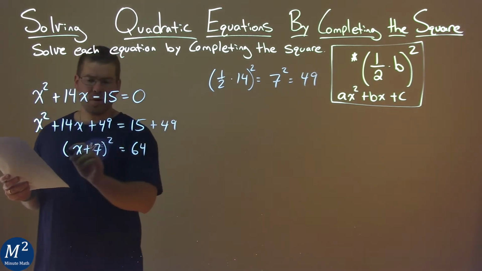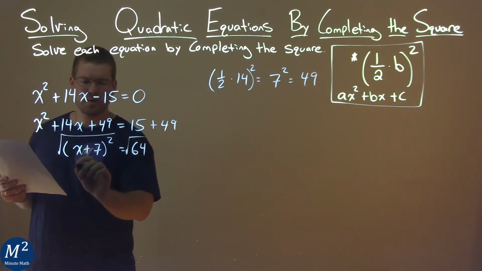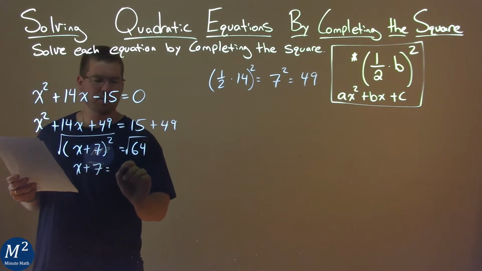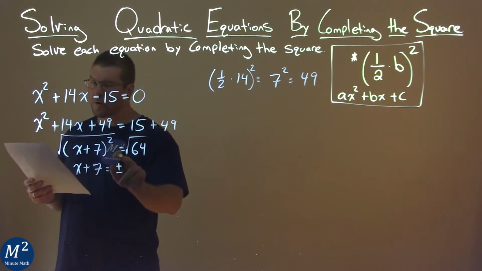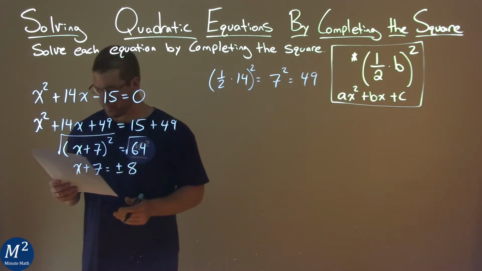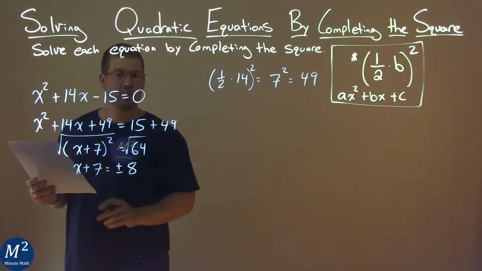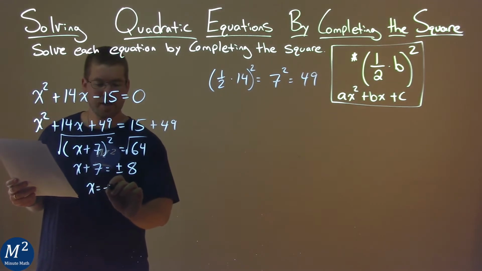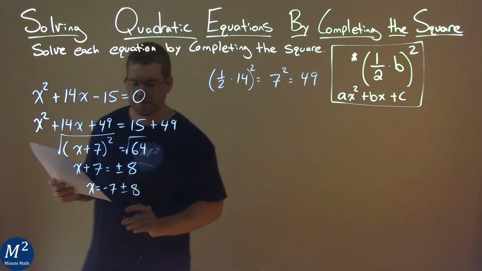We now have to take the square root of both sides of the equation, and we have x plus 7 equals plus or minus, because we took the square root of an equal sign, and the square root of 64 is an 8. We now have to subtract a 7 from both sides, and we have x equals negative 7 plus or minus 8.